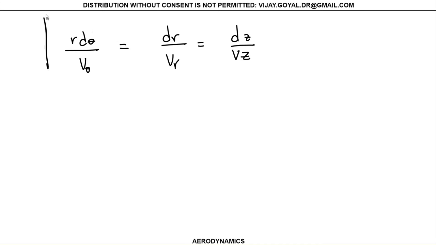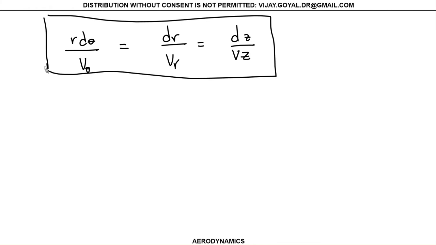So you get the following equations. R d theta, V theta is equal to dr over VR is equal to d theta over Vz. Okay, so these are the equations for streamlines.